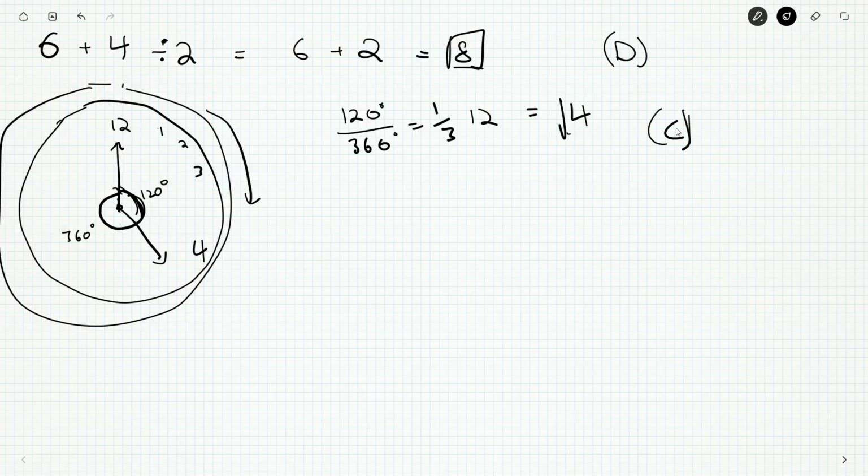Okay? The 4 that we calculated is just that I move 4 numbers around. Now, it just so happens that starting at 12, you'll count 1, 2, 3, 4. But it's not that I somehow knew that 1/3 of 12 being 4 is automatically the answer. If we'd been pointing at the 2 and rotated 120 degrees, we'd be looking at 2 plus 4, which is 6.